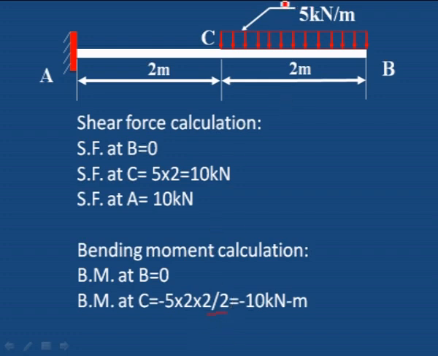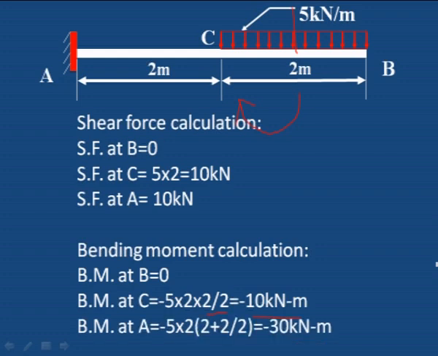Therefore 5 into 2 is the load which acts at the center of C to B, 1 meter from C. Therefore the force is acting at a distance of 1 meter from C. Force is 10 kilonewton and acts at a distance of 1 meter. Force into distance is the moment we are taking. Therefore 5 into 2 into 2 by 2, that is 10 kilonewton meter, is the bending moment at C.